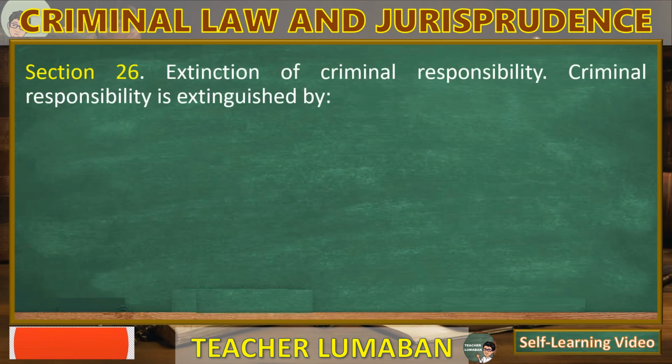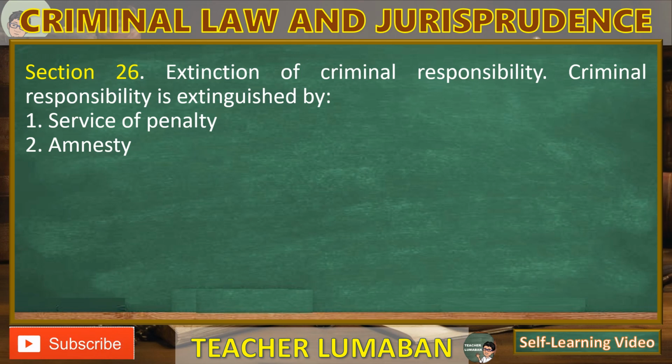Section 26. Extinction of criminal responsibility. Criminal responsibility is extinguished by: pagpuksa sa pananagutang kriminal. Ang pananagutang kriminal ay napapawi sa pamamagitan ng 1. Service of penalty. Serbisyo ng parusa. 2. Amnesty. Amnestiya. 3. Absolute pardon. Ganap na pagpapatawad. 4. Prescription.